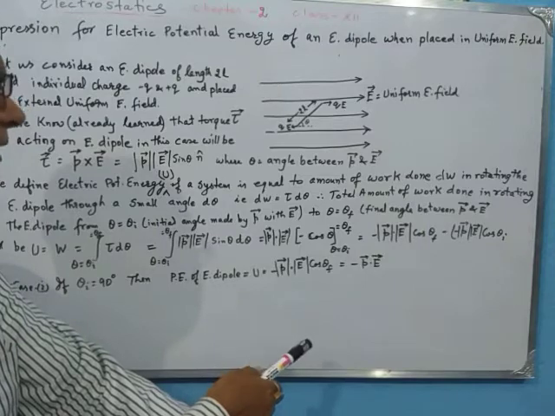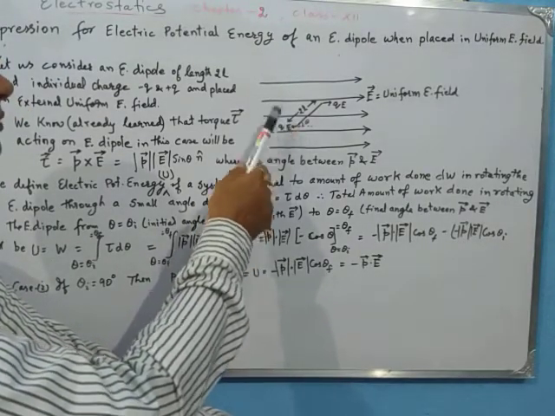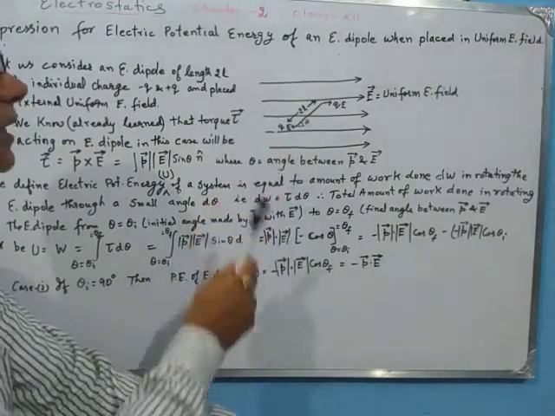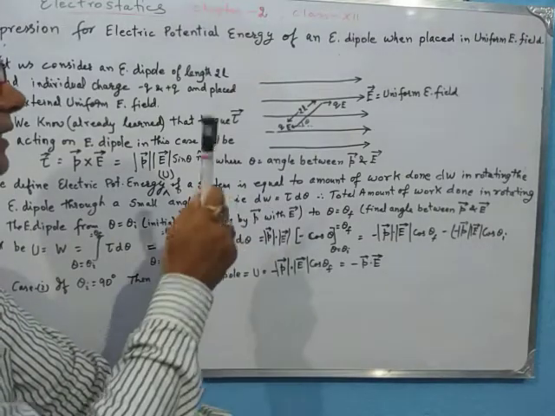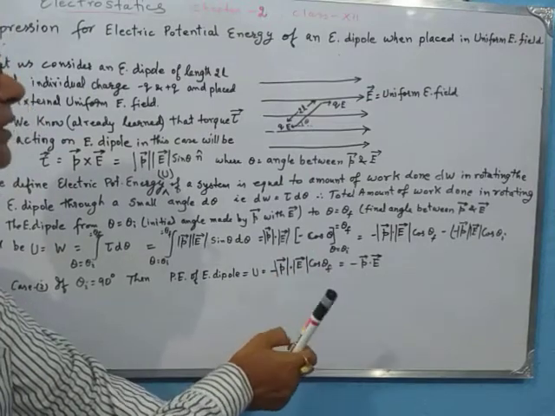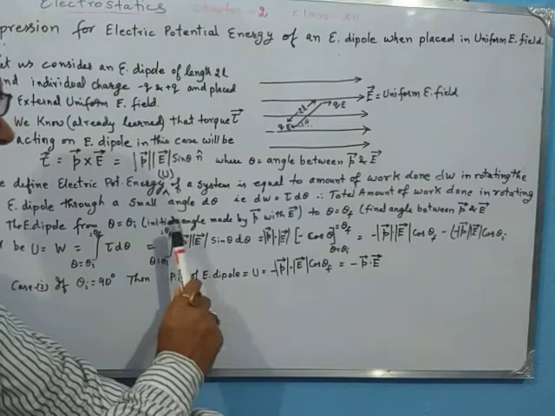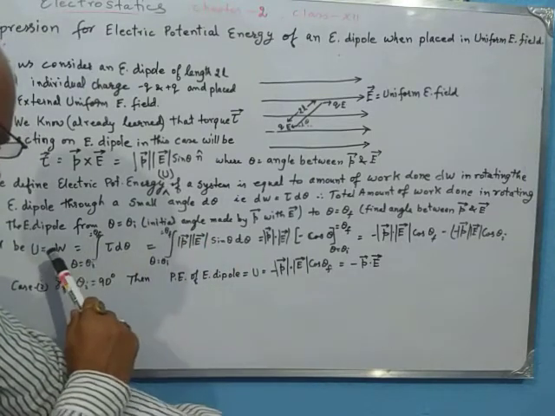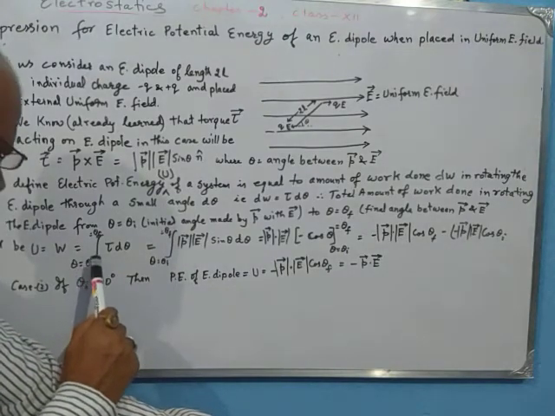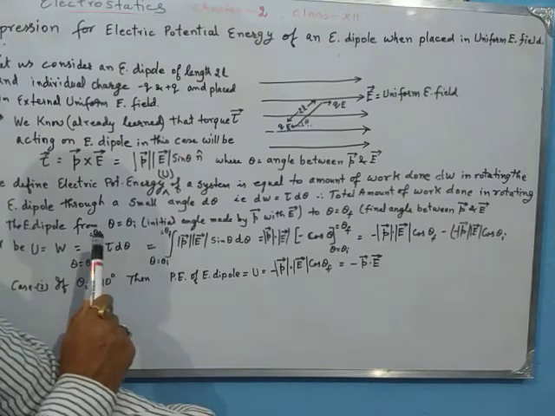But actually the dipole is made to move through some angle, starting from some initial angle with the electric field, and then finally settling down at some angle theta f with the electric field. So the total amount of work done in this case will be the integral from theta equal to theta i, the initial angle, to theta f of tau d theta.